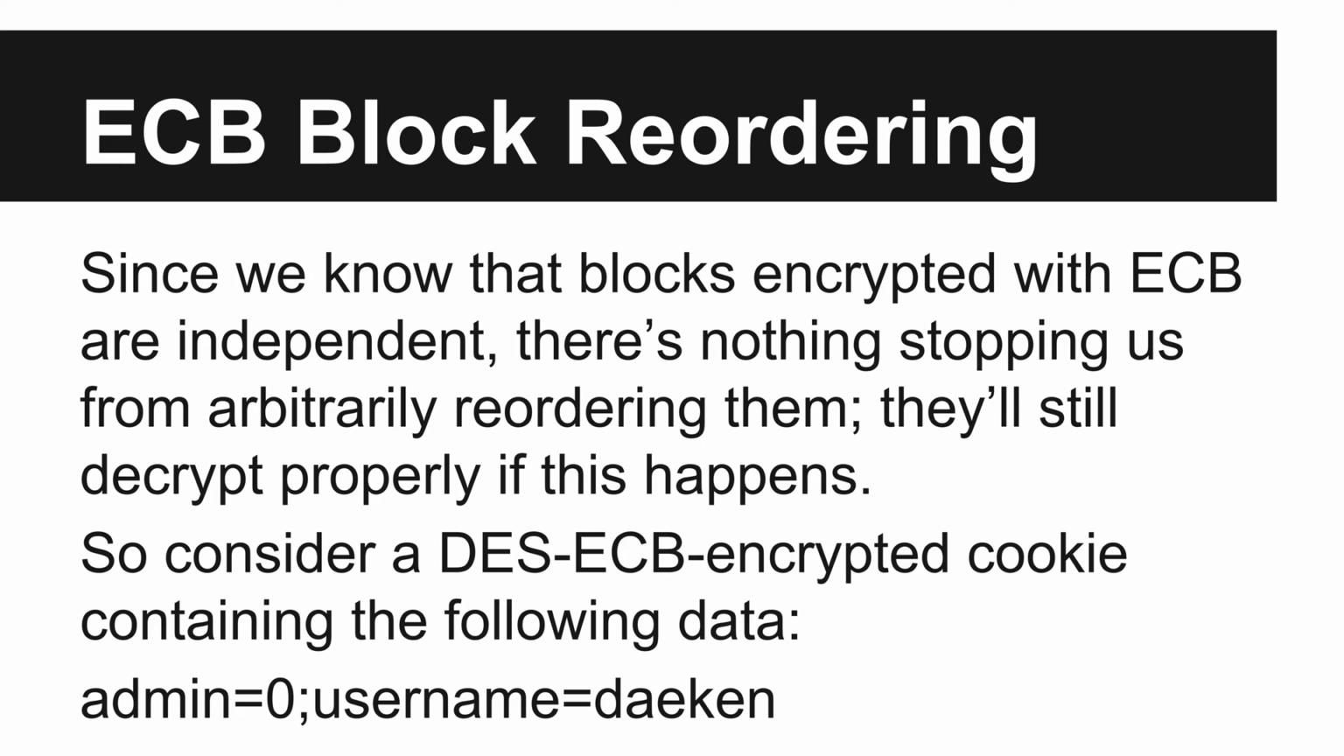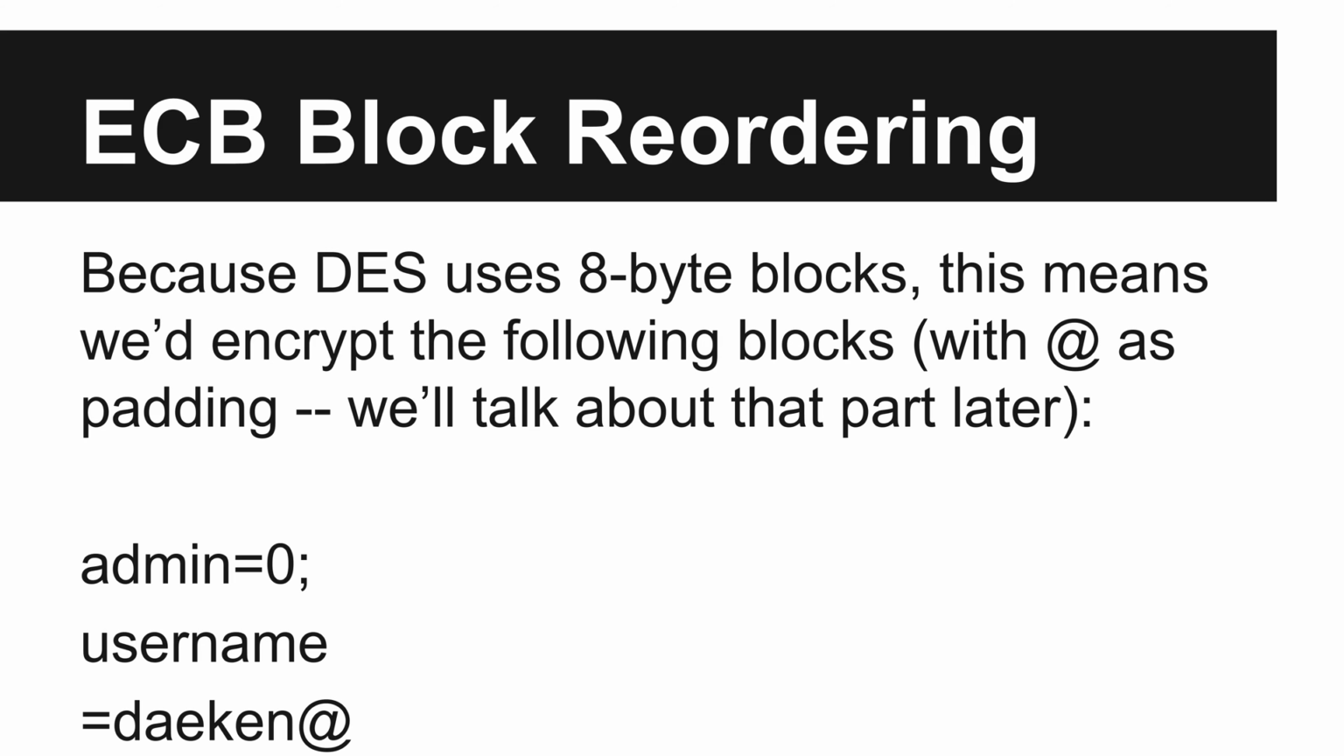Jumping over to block ciphers, ECB block reordering is one of the nastier bugs you'll run into, and it's surprisingly common. Because each one of the blocks is encrypted separately, there's actually nothing stopping us from arbitrarily reordering those blocks. They're still completely valid in any order or removed entirely. So consider a cookie that contains an admin flag and a username, encrypted with DES in ECB mode. Because DES uses 8-byte blocks, this means we'd encrypt 3 blocks, which you can see on the screen. There's a single byte of padding, which we'll talk about later in the session.